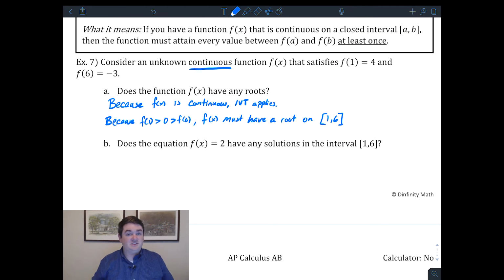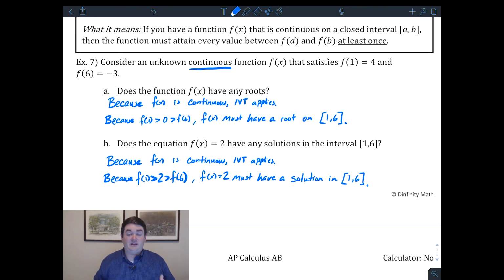And because it's continuous, I can use the intermediate value theorem to make that claim. So next we're asked, does the function equal 2 anywhere on the interval from 1 to 6? Well, again, from 1 to 6, the function travels from 4 down to -3. So it must hit 2 somewhere. And I can use the IVT, again, because it's continuous. I can't stress enough how important it is that it is a continuous function.